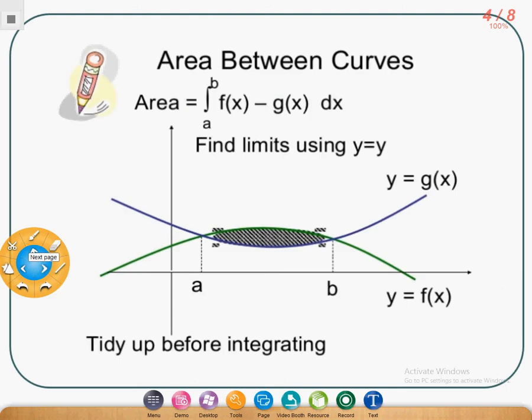I have to remind you of the main rule: the upper function minus the lower function, and the region starts from A to B. Find the integration. In this case, you will get the area between these two curves.